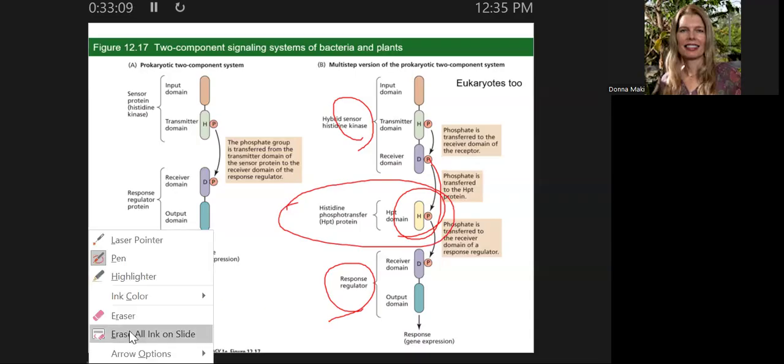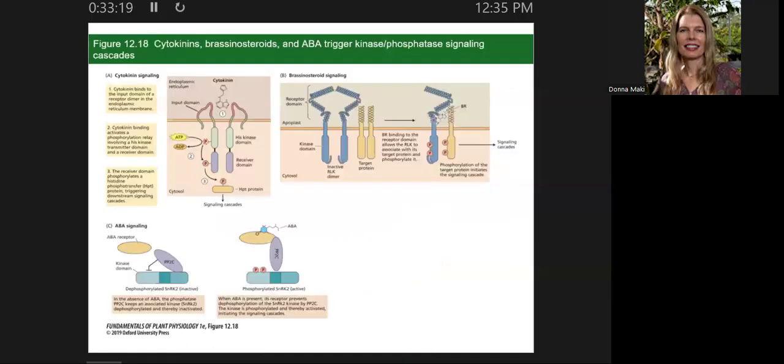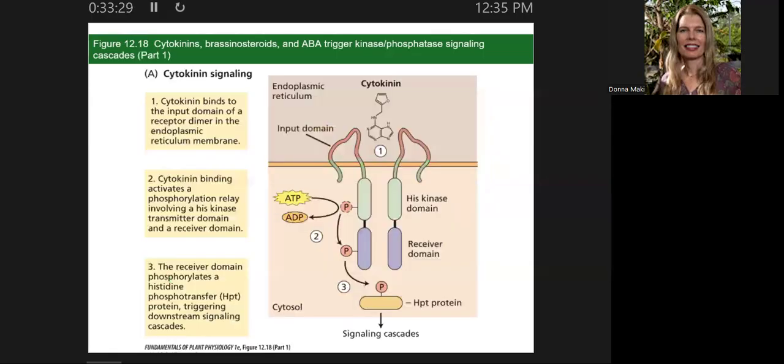So again, if you step back and look at what is really happening here, it's not as complicated as it looks. Now, here are some examples of what the signal is. I'm going to break these down. These next images are just blow-ups of what's on this slide.